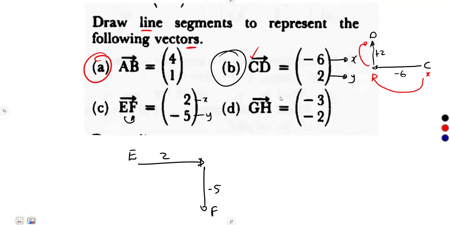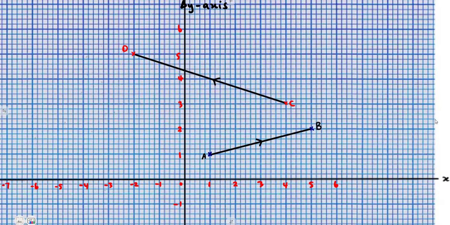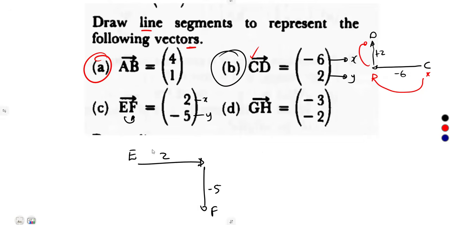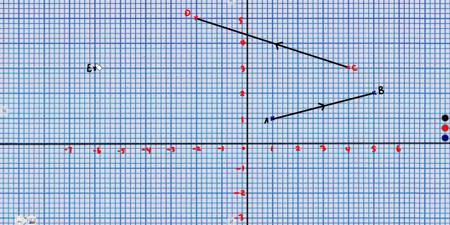So E is our starting point. You can just indicate it anywhere on your Cartesian plane. Let's say this is where our point E is. From point E, 2 units to the what? To the right, horizontally, 2 units to the right. So that's 1, 2. So this is where we are.